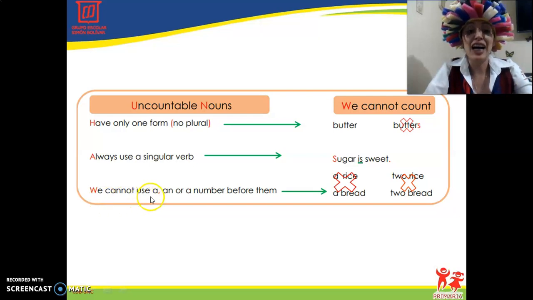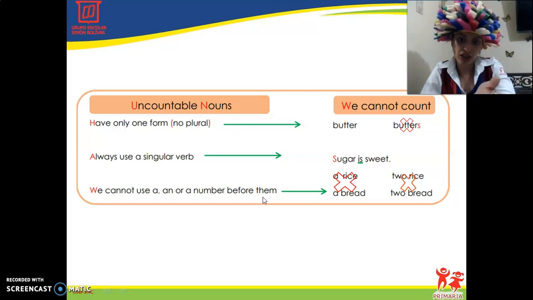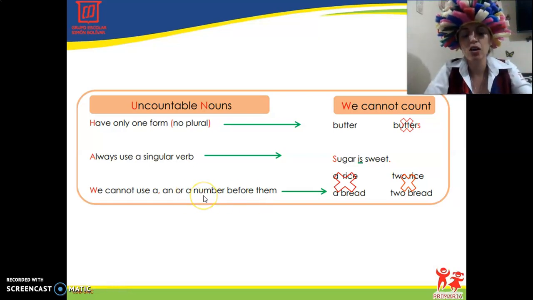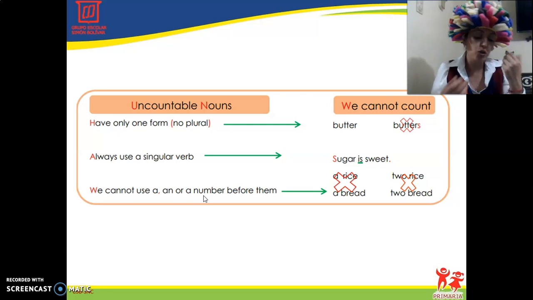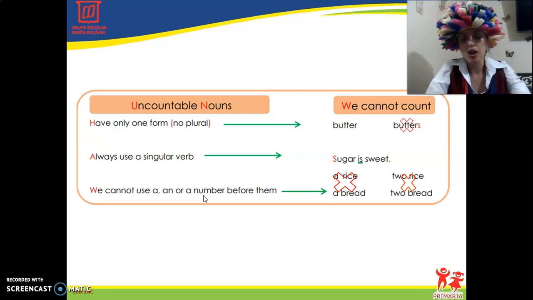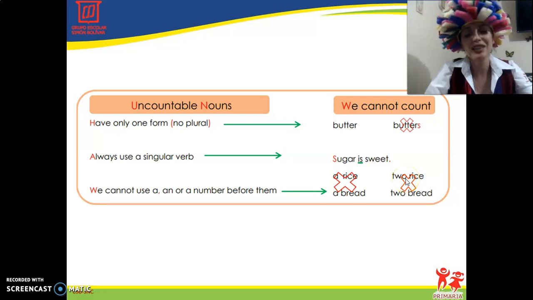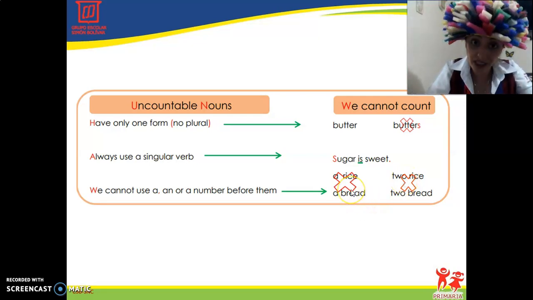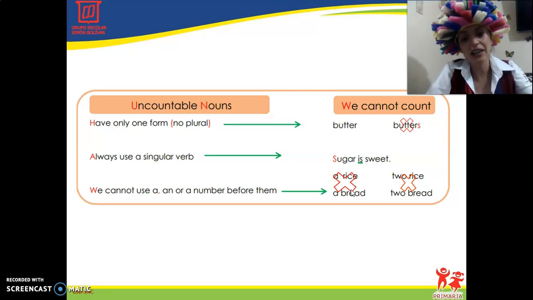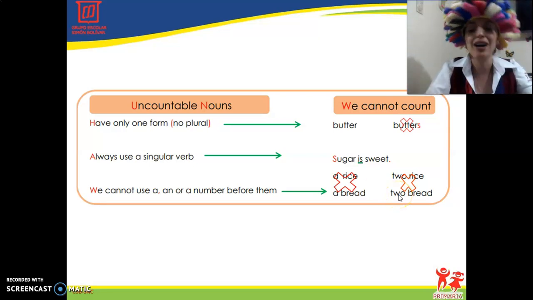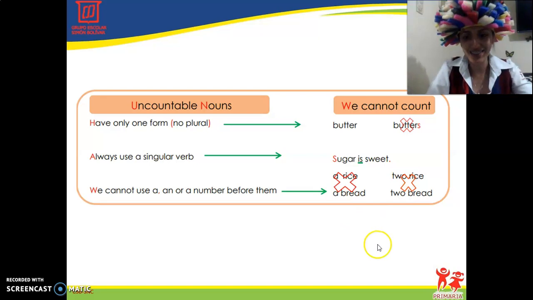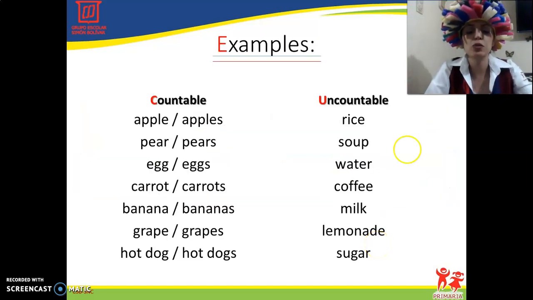Okay, next one. We cannot use a, an, or a number before them. So, since these are uncountable nouns, we cannot use a, an, or a number. For example, we have 2 bananas is correct because it's countable. But if we put, example, a rice, no, because you cannot count rice. 2 rice, no, you cannot count rice, okay? A bread, exactly, you cannot count bread. 2 bread, you cannot count them. Understand? Okay, very good. Let's go to the next one.